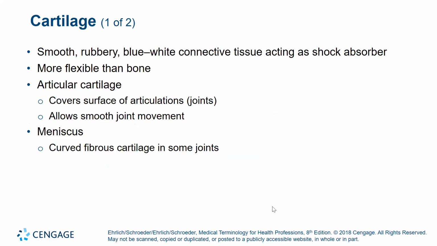Next, we have cartilage. This is a smooth, rubbery, blue-white connective tissue acting as a shock absorber. It is obviously more flexible than the bone. We have the articular cartilage. This covers the surface of articulation joints, and this allows smooth joint movement. Then we have the meniscus. This is the curved fibrous cartilage in some joints.